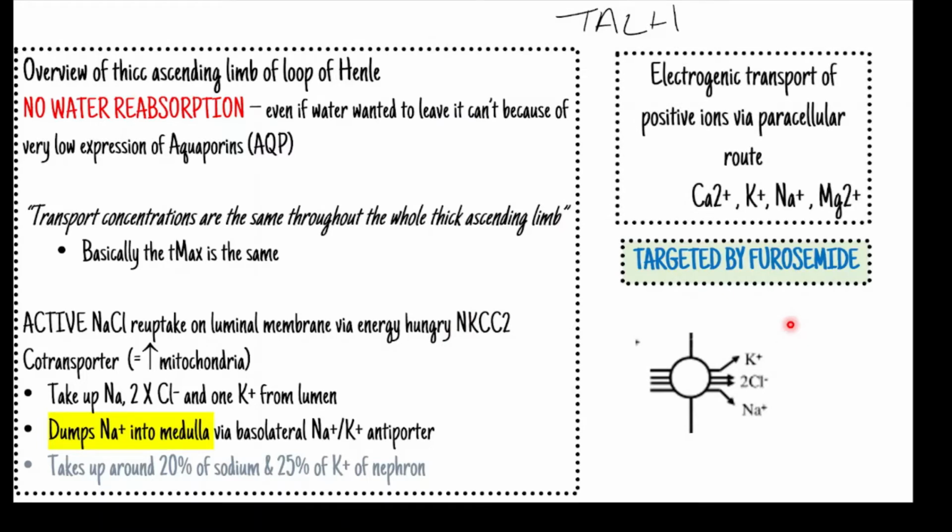There's a thing which I probably will do another video on called electrogenic transport. Essentially, that is paracellular transport of positive ions that occurs at the thick ascending limb, and you get ions of calcium, potassium, sodium, and magnesium all being reabsorbed via the paracellular route.